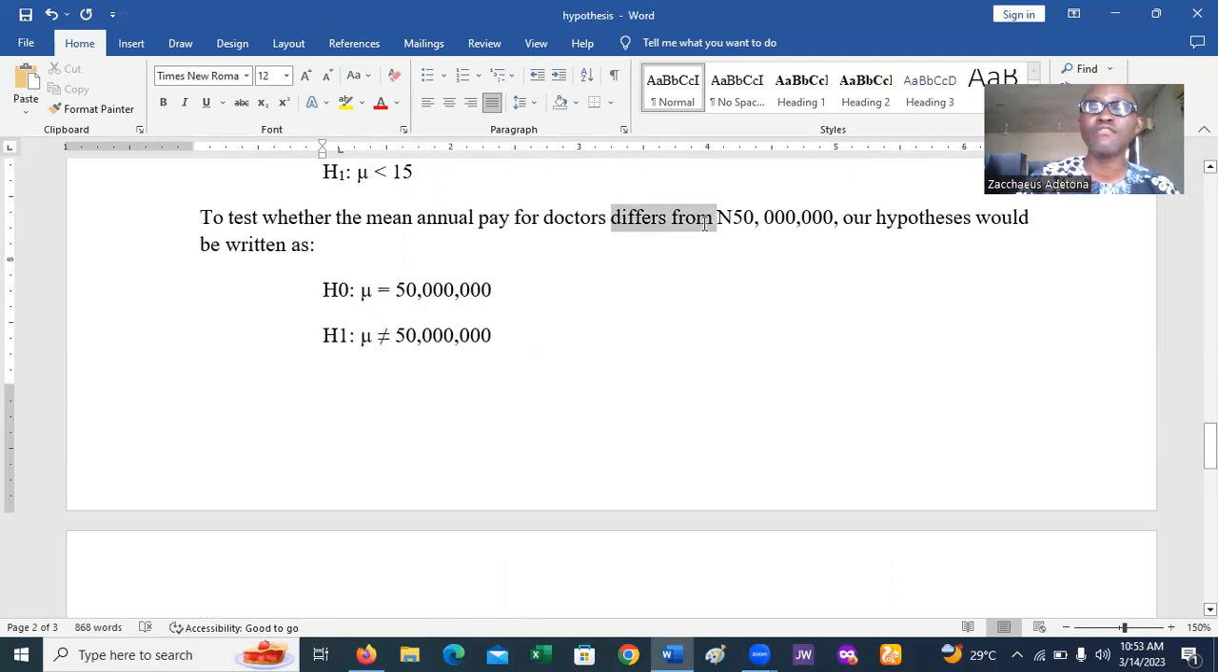We want to test whether it differs from, that is, not equal to 50 million. So that is what we are interested in. We are interested in not equal to 50 million. That should be in the alternative hypothesis.